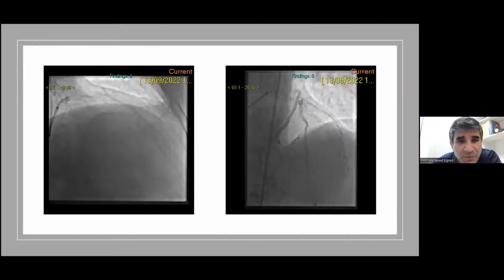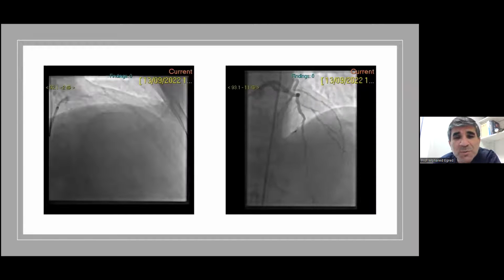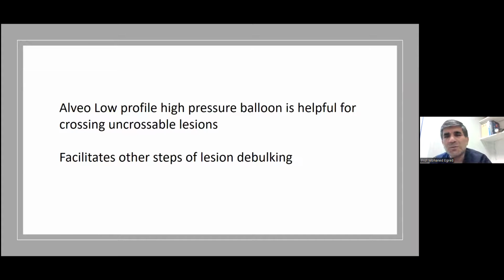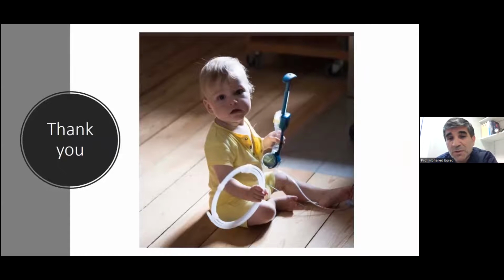I think I would have struggled enormously to be able to deliver through these really tight occlusions, basically, nothing will go. But the Alveo balloon allowed me, because it's a low profile, high pressure balloon, which is very helpful in uncrossable lesions. And that allowed me to facilitate other steps to complete lesion debulking and performing the procedure and having a successful outcome.